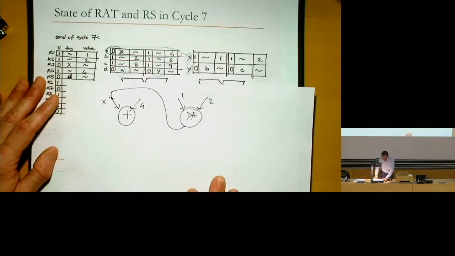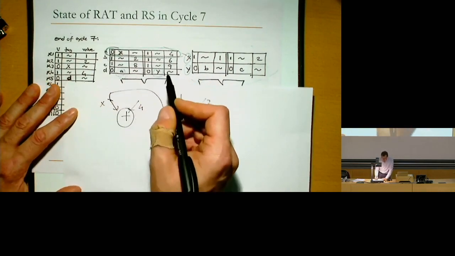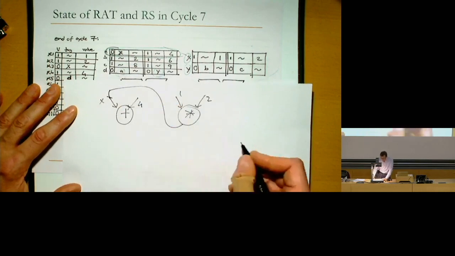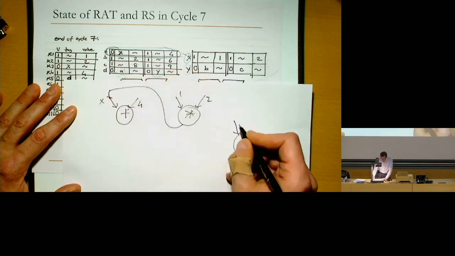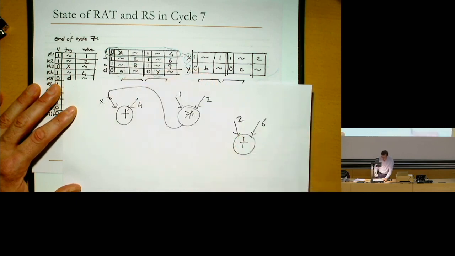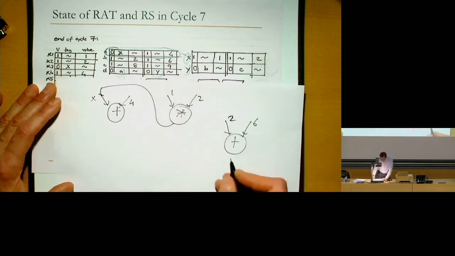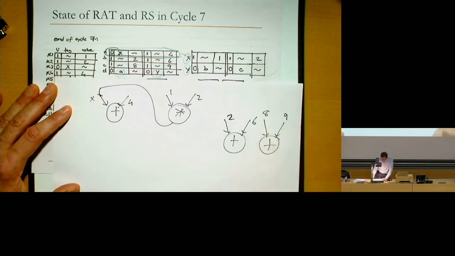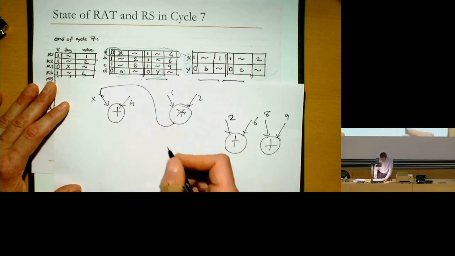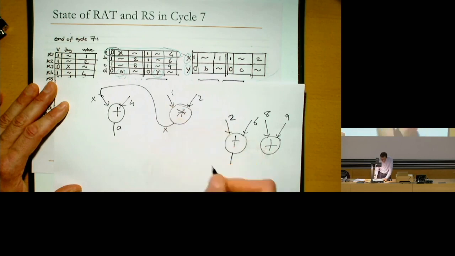Now we're forming the data flow graph of this thing. Okay, let me switch to this one. That looks interesting. This is an add instruction, another add instruction. I don't know where to put it. I'll put it over here. Both inputs are ready. One is 2, one is 6, right? Good. And then let's take a look at this one. This is another add instruction. Both inputs are ready. One is 8, one is 9. This is X. So this add is going to produce A. This add is going to produce B. This add is going to produce C.